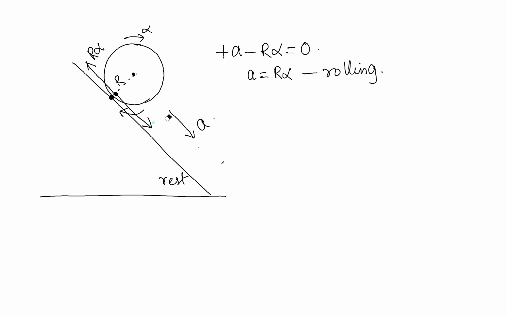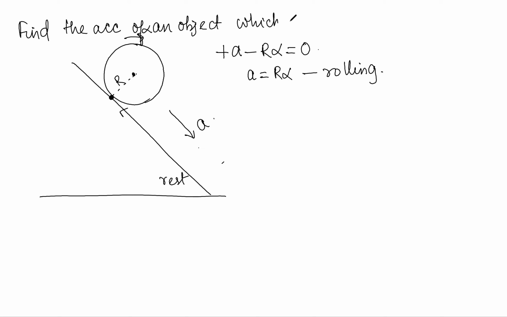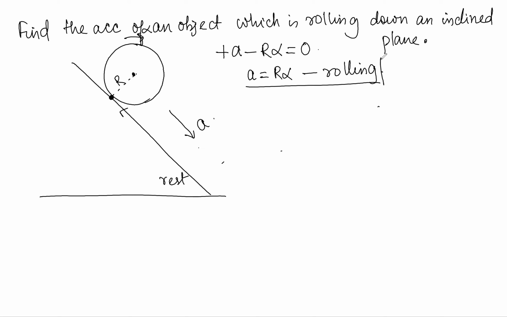So let's remove all the unnecessary things in this figure. And let's first of all frame the question. Find the acceleration of an object which is rolling down an inclined plane. So I first of all derived the condition for rolling, that a is equal to r alpha.